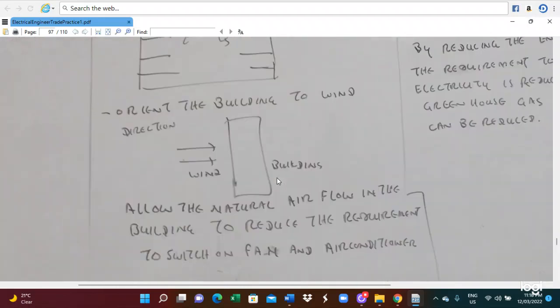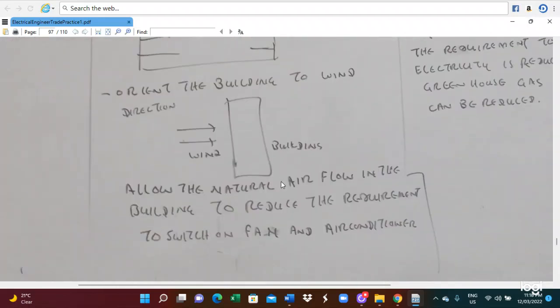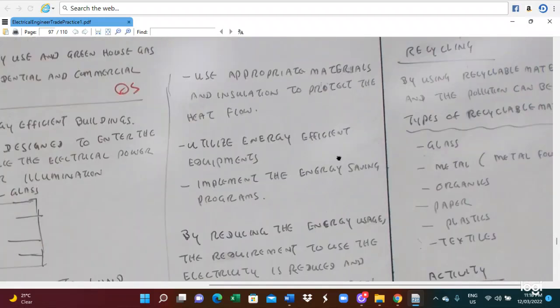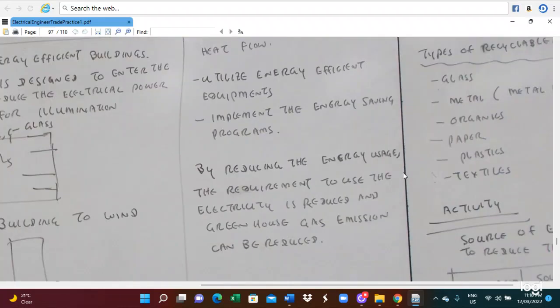In this case, sometimes we also need to orient the building to the wind direction, so the wind enters directly into the building. Therefore, the air circulation can be provided naturally. By this way, we reduce the requirement for the air conditioner. So there are energy efficiency and energy reduction principles, promoting the increased use of nature's energy systems.